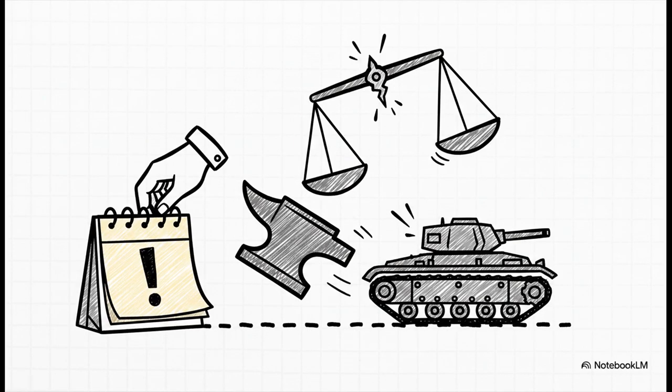The tipping point finally arrived on September 1, 1939. Hitler ordered the full-scale invasion of Poland. For Britain and France, who had repeatedly tried using diplomacy, this blatant act of aggression was the absolute final straw. World War II had officially begun.